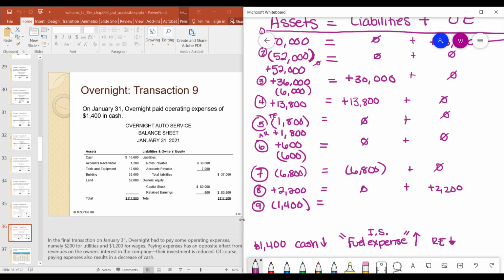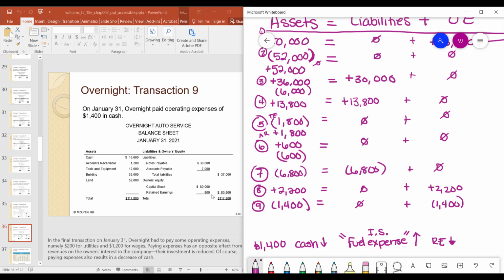And remember, what kind of account is retained earnings? Retained earnings is an owner's equity account. So owner's equity is decreasing by $1,400 as well because retained earnings is going down by that amount. And there's no liabilities involved here. And again, each of these, as cash goes up and down, the change should be reflected by the ending balance here as we go through all these transactions. I wasn't looking at that in each of these necessarily.